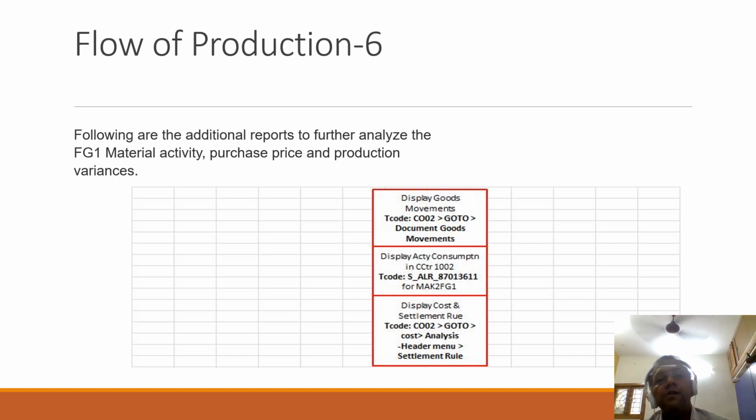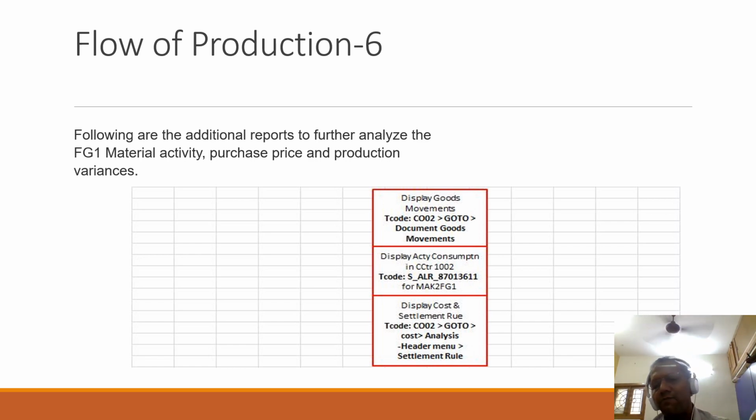So these are the following reports. Additional report of HANA analyzes the FG1, the material activity, purchase price, production variances. So what is happening when you do the settlement of variances, when you do the settlement between actual prices and the standard price system, we throw the variances.